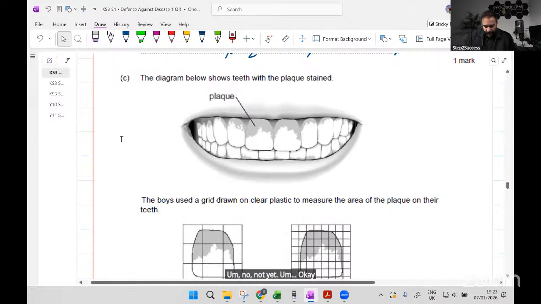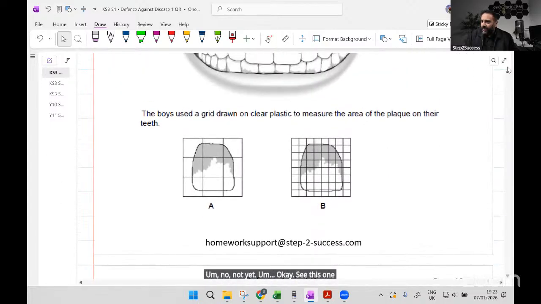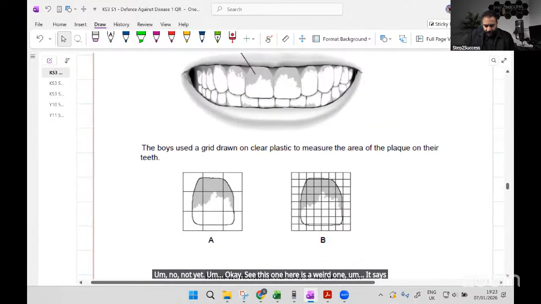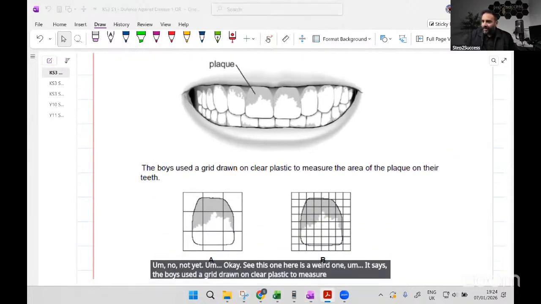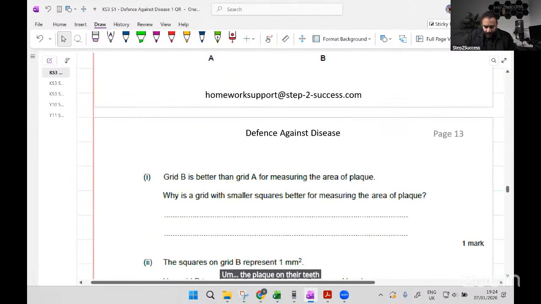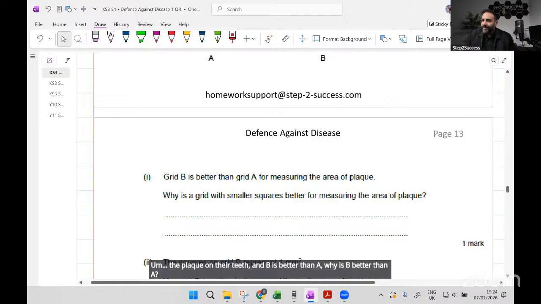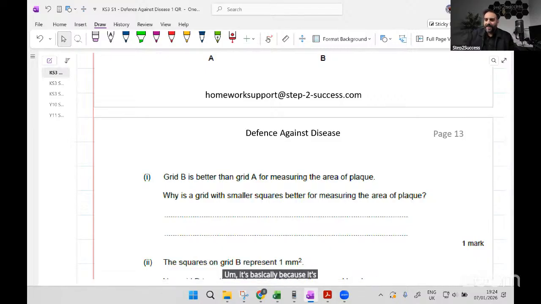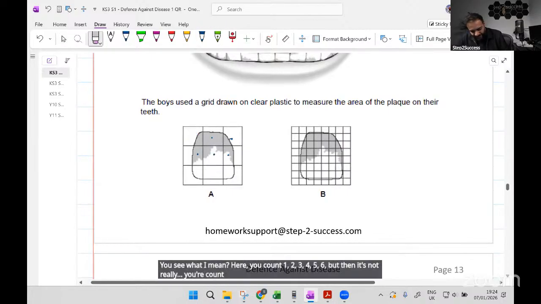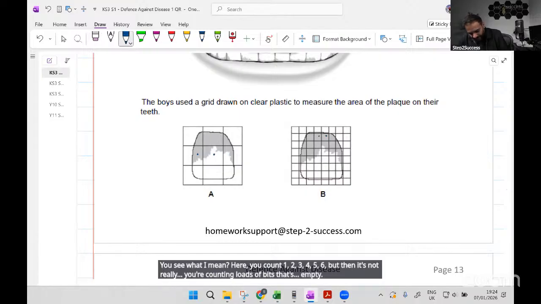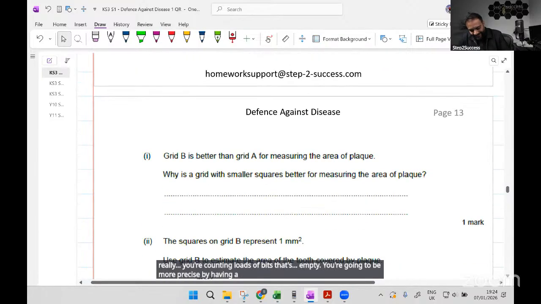Okay, see, this one here is a weird one. It says the boys used a grid drawn on clear plastic to measure the area of the plaque on their teeth, and B is better than A. Why is B better than A? It's basically because it's more precise, because you see what I mean? Here you count one, two, three, four, five, six, but then it's counting loads of bits that's empty. You're going to be more precise by having a smaller grid. So more precise is what you want to say.